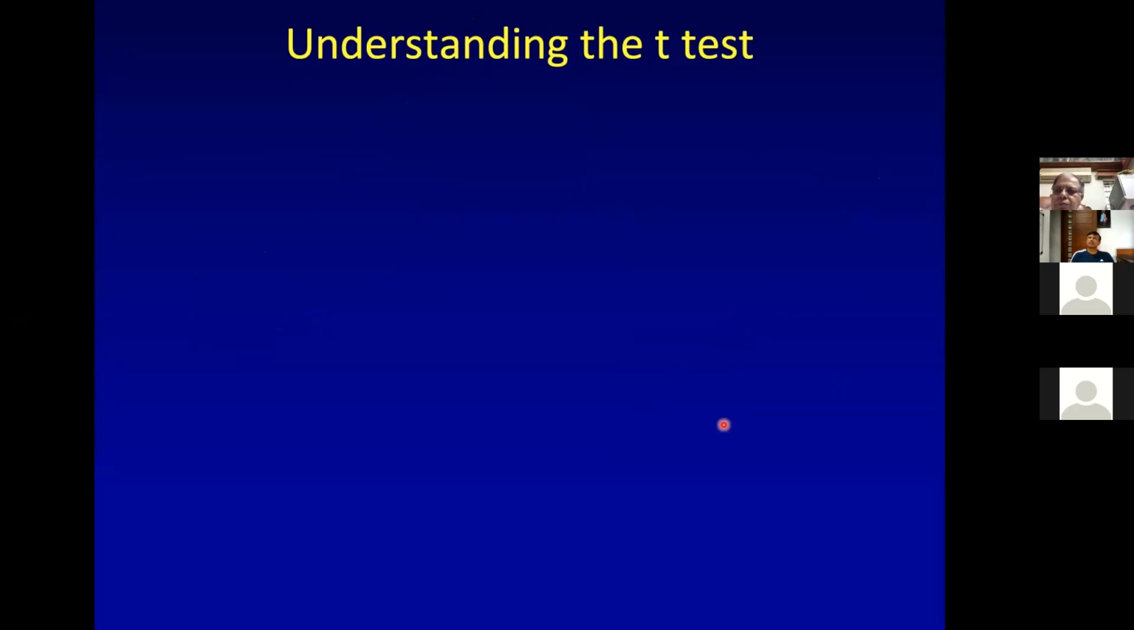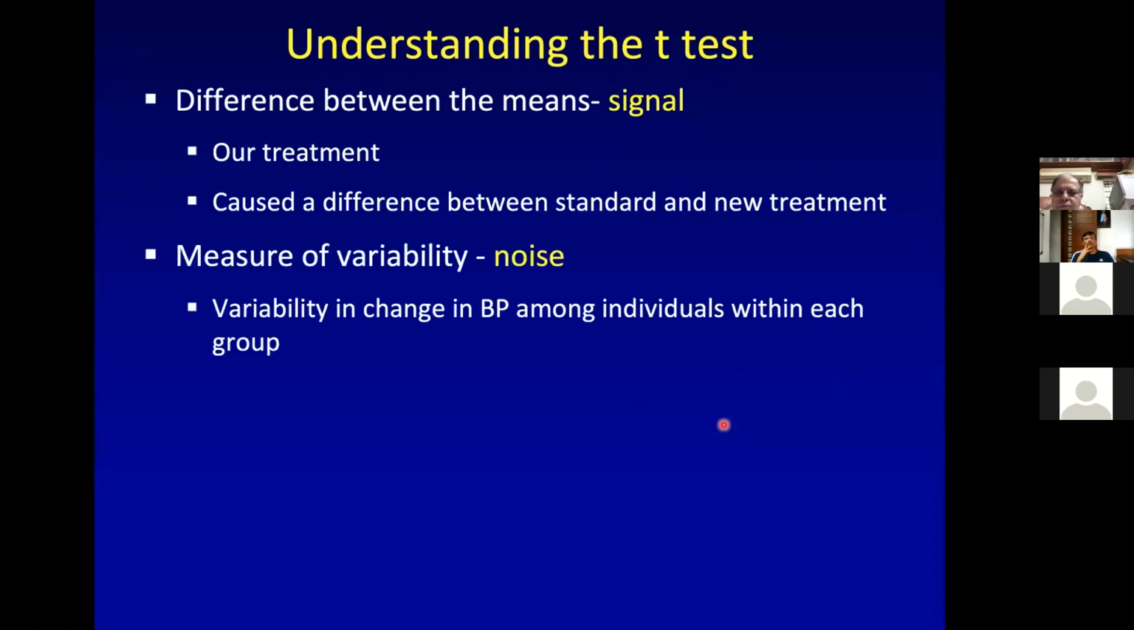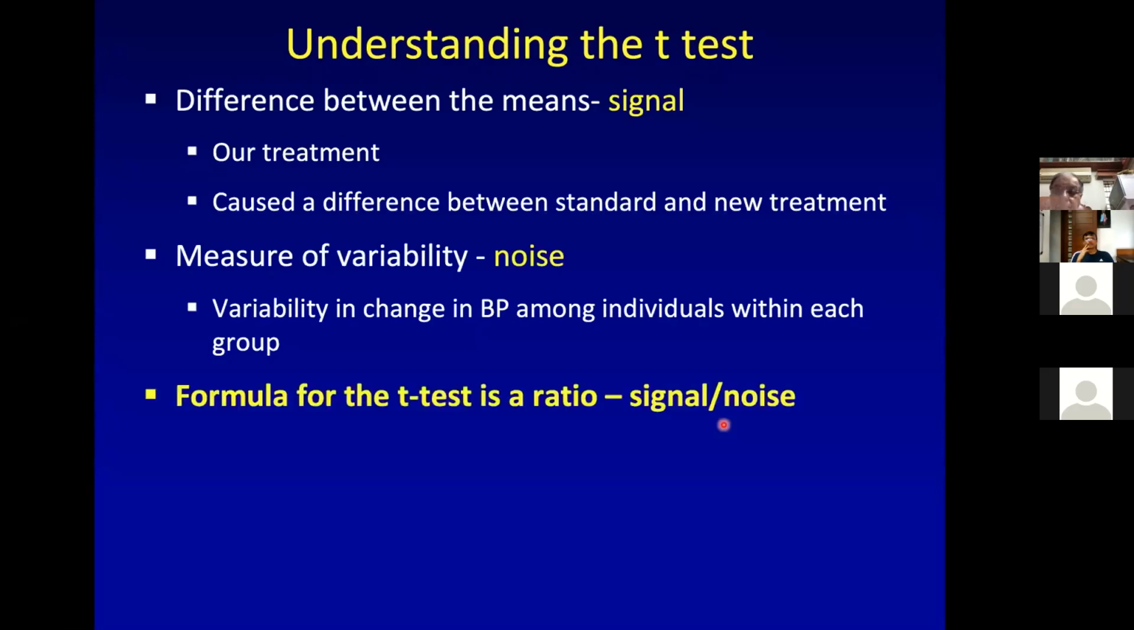Let's move on. So understanding the t-test. What we need to do now is to discern or differentiate between the means. So first we have a signal. Our treatment has caused a difference between the standard and the new treatment. That's our signal. But there is also some noise. There is variability. There is change in blood pressure that happens in individuals within each group. So that can be noise. It need not be just due to the treatment that has happened.